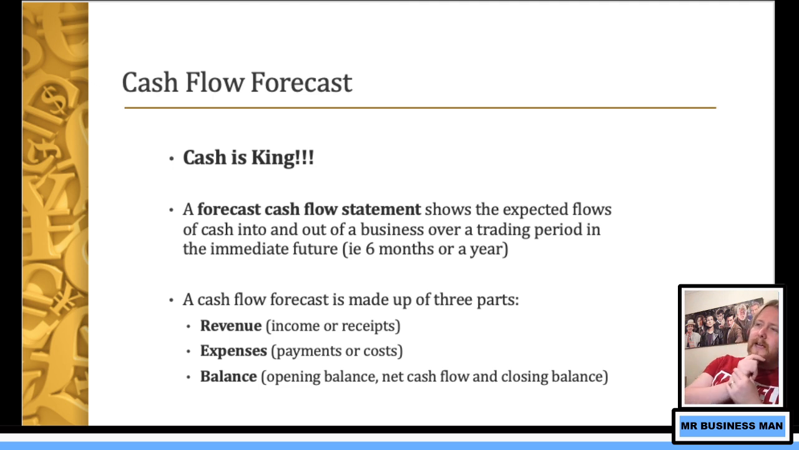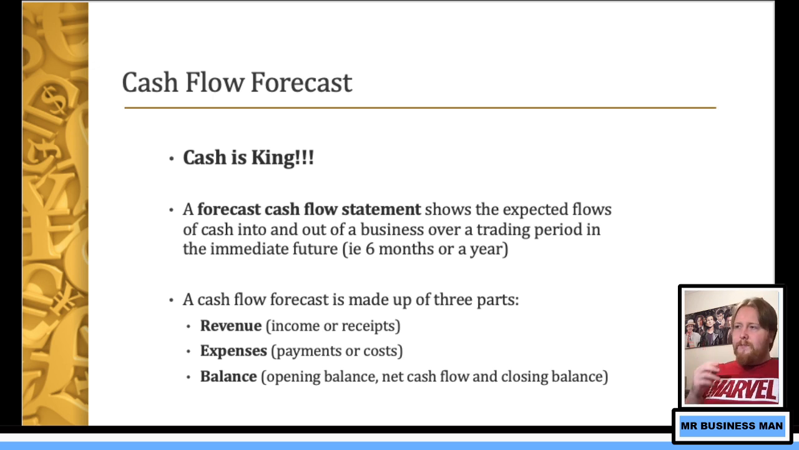It says a cash flow forecast statement shows the expected flows of cash in and out of a business over a trading period for the immediate future, i.e. 6 months or a year. You can do them shorter if you want, no longer, because the more time goes on, the more difficult it becomes to accurately predict the future. So 6 months to a year is more reasonable. You can do them more often, but it becomes laborious and takes time up. You've got to think about the opportunity cost of doing that.